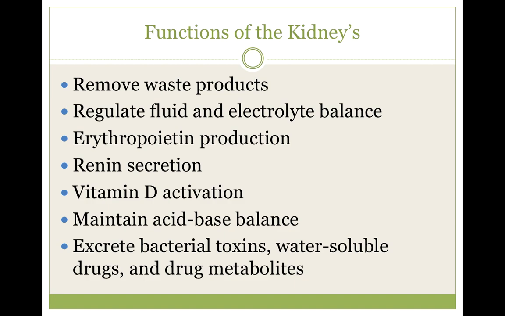As discussed, the functions of the kidneys are to remove waste products, regulate fluid and electrolyte balance, and they are also important in producing erythropoietin. Erythropoietin functions with the bone marrow to stimulate red blood cell production and maturation and prolongs the life of the mature red blood cells. So patients with chronic kidney conditions can't produce sufficient quantities of this hormone and are prone to anemia. It's also important in renin secretion.